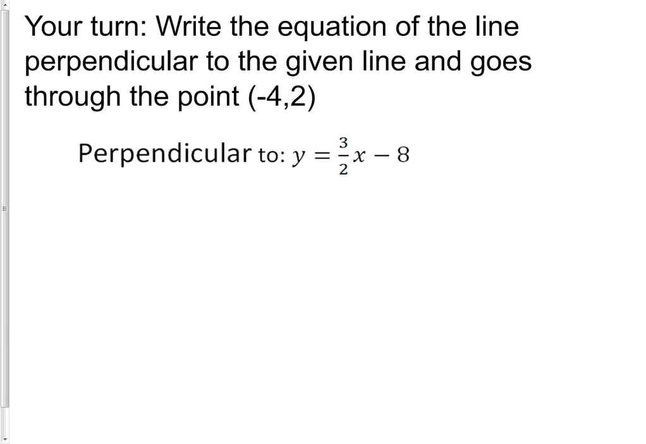Now it's your turn. Use the example we just did. I want you to write the equation of a line that's perpendicular to the given equation that you see here. So perpendicular to this equation, and it goes through the point -4, 2. So go ahead and pause the video now. And when you're finished, press play and the answer will be up on the screen.